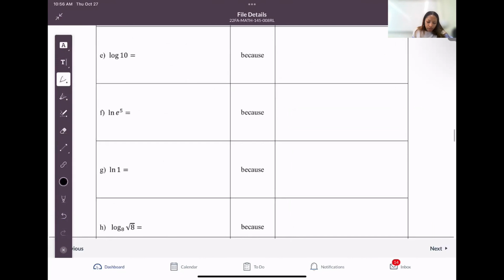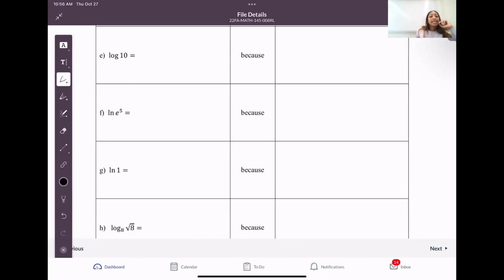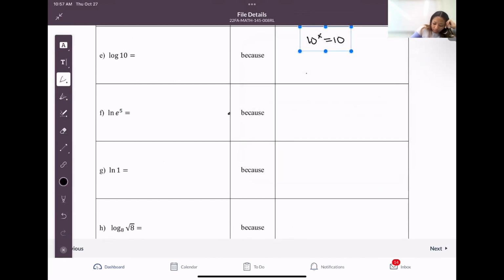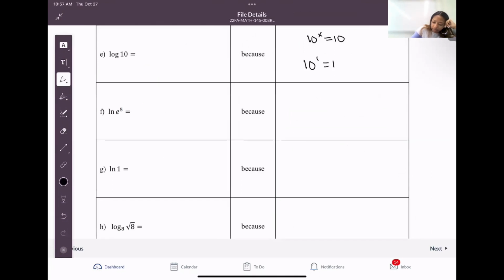All right, 4 more to go. Log base 10 of 10. This is 10 to what power equals 10? I'm going to write this over here so we have more space. We know that 10 to the first power is equal to 10. So that means that log of 10 should be equal to 1.